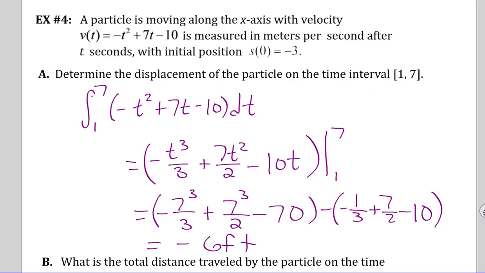Okay, now in part B, they ask us what is the total distance traveled by the particle on the time interval from 1 to 7.